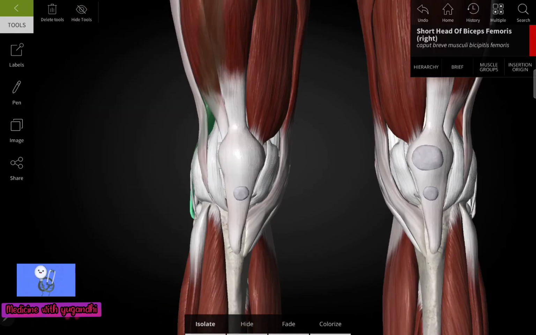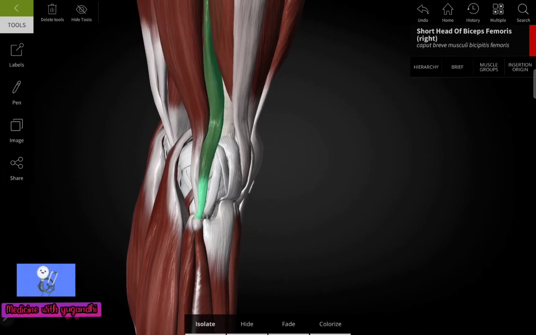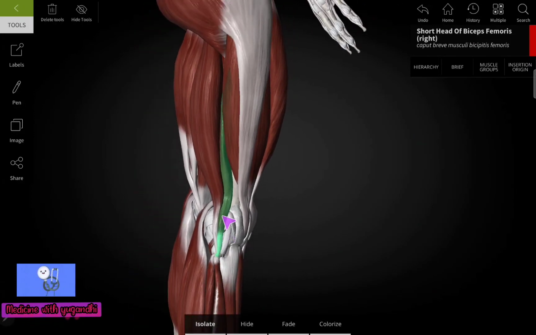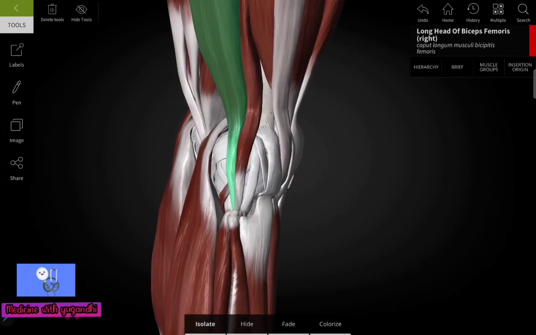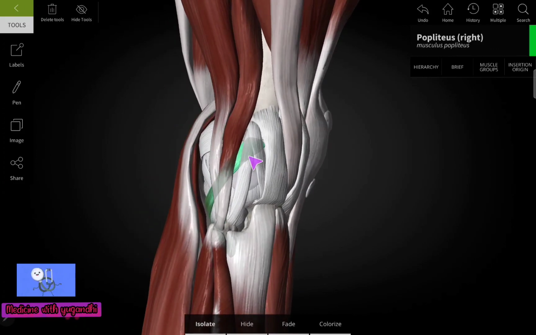Now coming to the lateral relation of the fibrous capsule, it is related to the biceps femoris. Here you can see the short head of the biceps femoris, and here you can see the long head of the biceps femoris. It is also related to the tendon of the popliteus muscle at its origin. Here you can see the fibrous capsule, which is related laterally to the tendon of the popliteus at its origin.